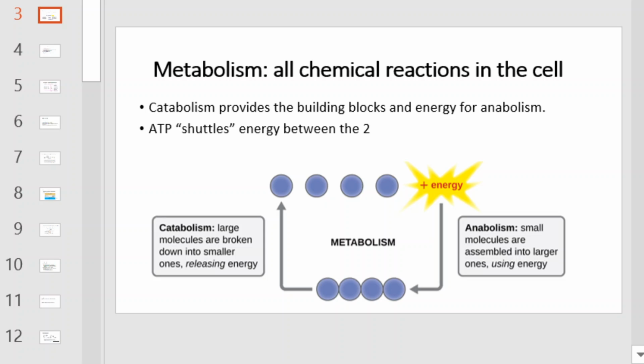ATP, or adenosine triphosphate, often shuttles energy between the two different types of reactions. Seen below, we have a series of disks undergoing anabolic and catabolic reactions. When the disks are separate and energy is added, they can be linked one to the next through an anabolic reaction. Once linked, they can undergo catabolic reactions that separate them and release energy.